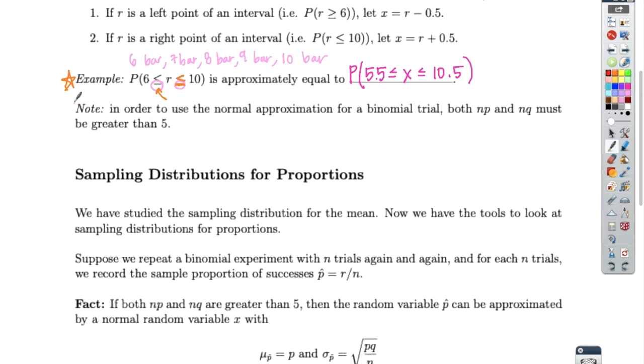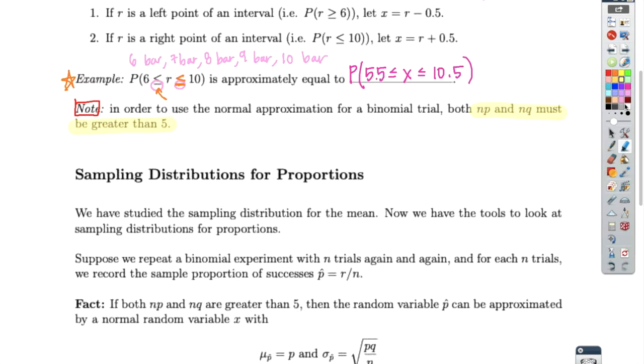Also note, this one's really important. In order to use a normal approximation for a binomial trial, which is of course what we want to do, both NP and NQ must be greater than 5. That has to happen in order for us to be able to approximate a binomial distribution using a normal distribution. NP and NQ must both be bigger than 5.